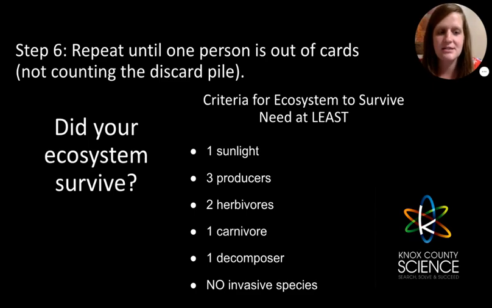So step 6, repeat until one person is out of cards, not counting the discard pile. Did your ecosystem survive? You're going to look at all of the cards in your discard pile to see if you have at least 1 sunlight, 3 producers, 2 herbivores, 1 carnivore, 1 decomposer, but no invasive species. You can have more than this, but having at least this criteria would ensure that your ecosystem survived.